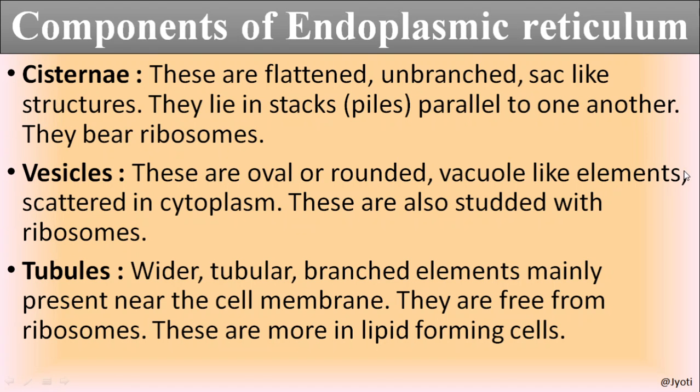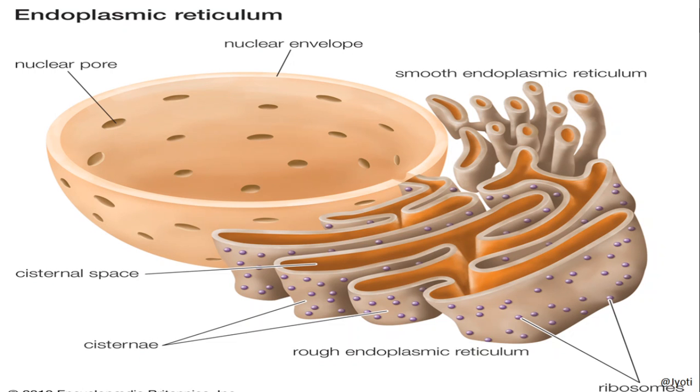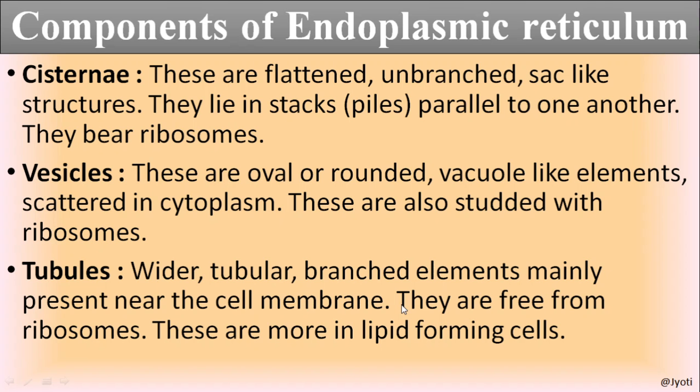Okay. So these are the components of endoplasmic reticulum, as I was telling you. Cisternae. The cisternae are flattened, unbranched sac-like structures, which I have already shown you. These are the branched sac-like structures, and then they may be branched or unbranched.